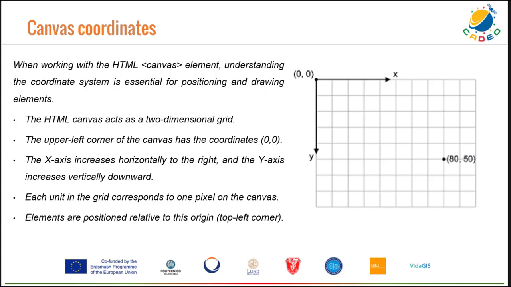Canvas coordinates. When working with the HTML canvas element, understanding the coordinate system is essential for positioning and drawing elements. The HTML canvas acts as a two-dimensional grid. The upper left corner of the canvas has the coordinates 0, 0. The x-axis increases horizontally to the right, and the y-axis increases vertically downwards. Each unit in the grid corresponds to 1 pixel on the canvas. Elements are positioned relative to this origin at the top left corner.